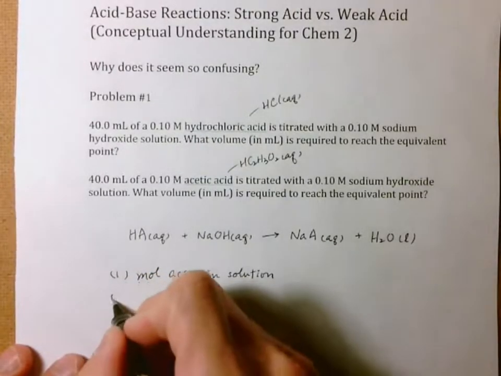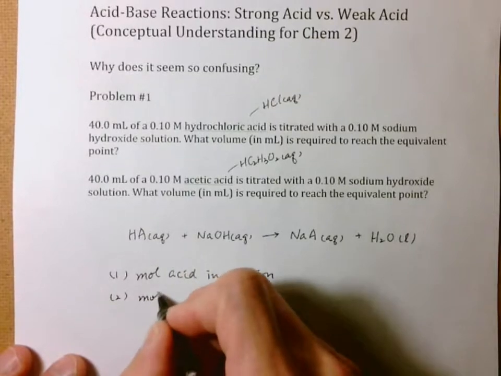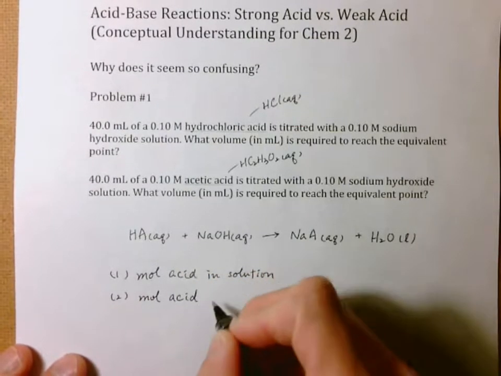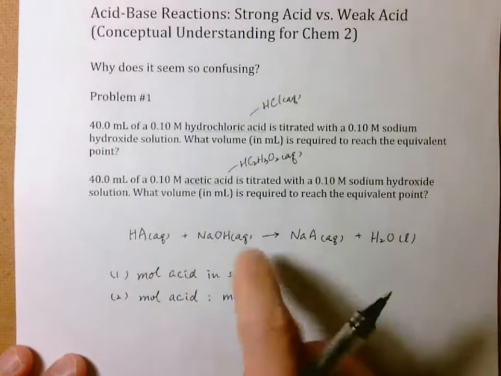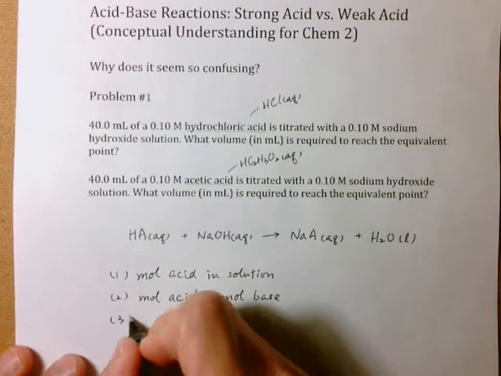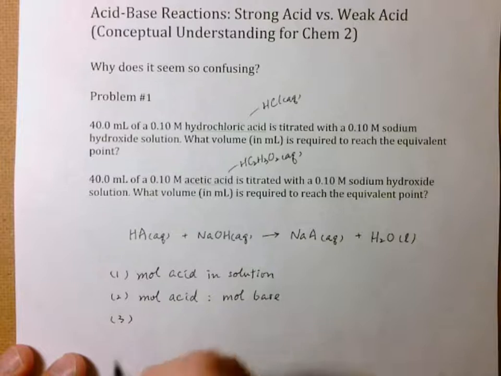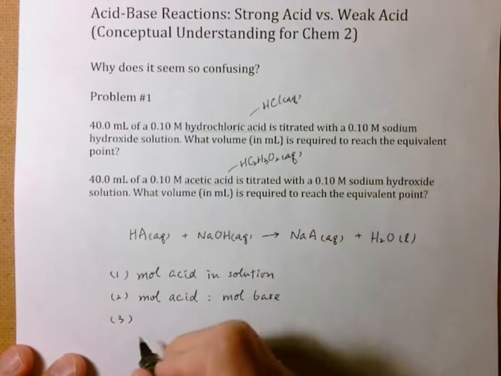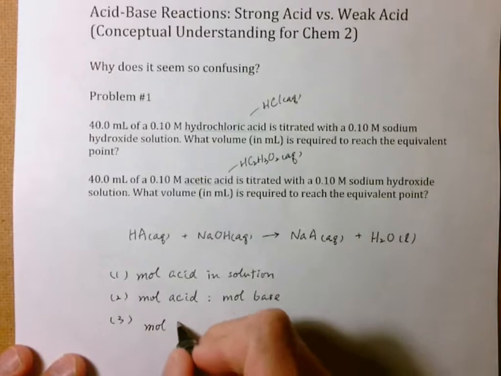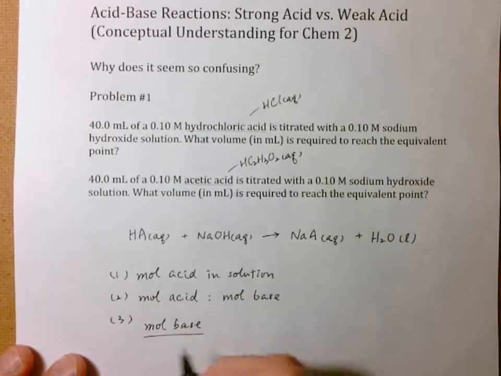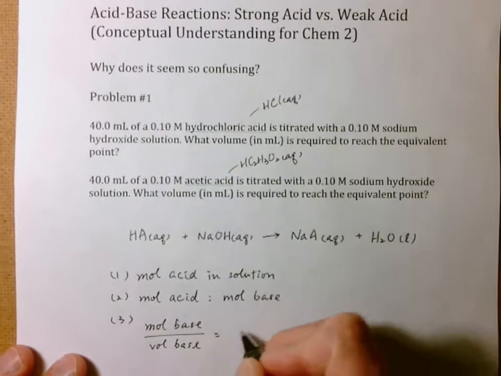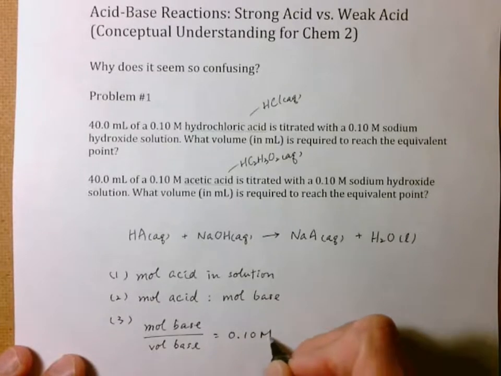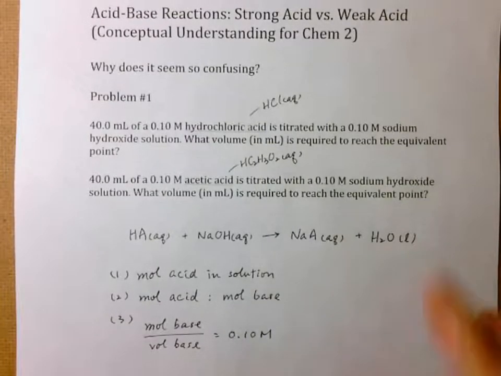And based on the moles of acid, you use the mole ratio, acid to base ratio. So that will be 1:1 in this case. And step number 3, using the moles of base and the concentration, you have moles of base divided by volume of base. You get the concentration, in this case 0.10. Both questions, you go through the exact same step.